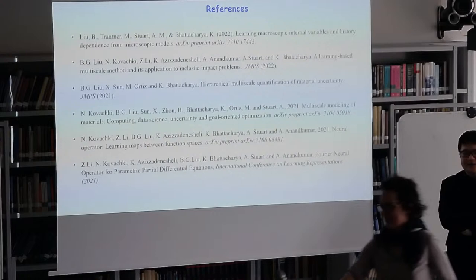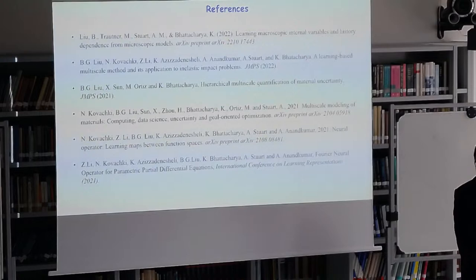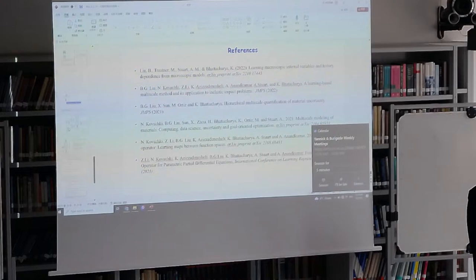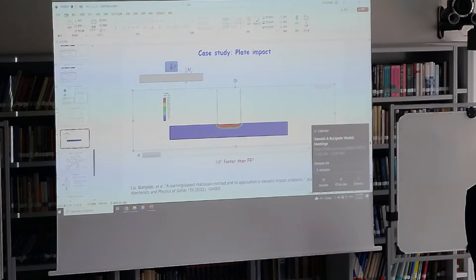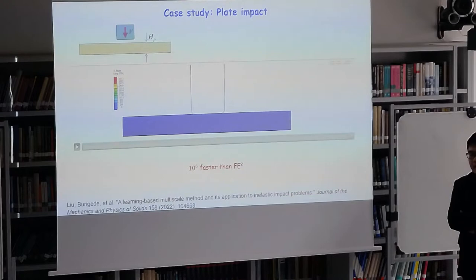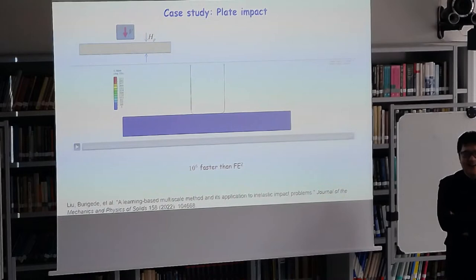Can you go back to the example you showed where there was something impacting a plate and you were comparing your neural operator to FE square? So it's a ballistic example, and you've trained your neural network. If you change the thickness of the plate, do you have to retrain your network? No. If you change the speed of the... No. If you change the shape of the... No. You can change the shape without retraining.